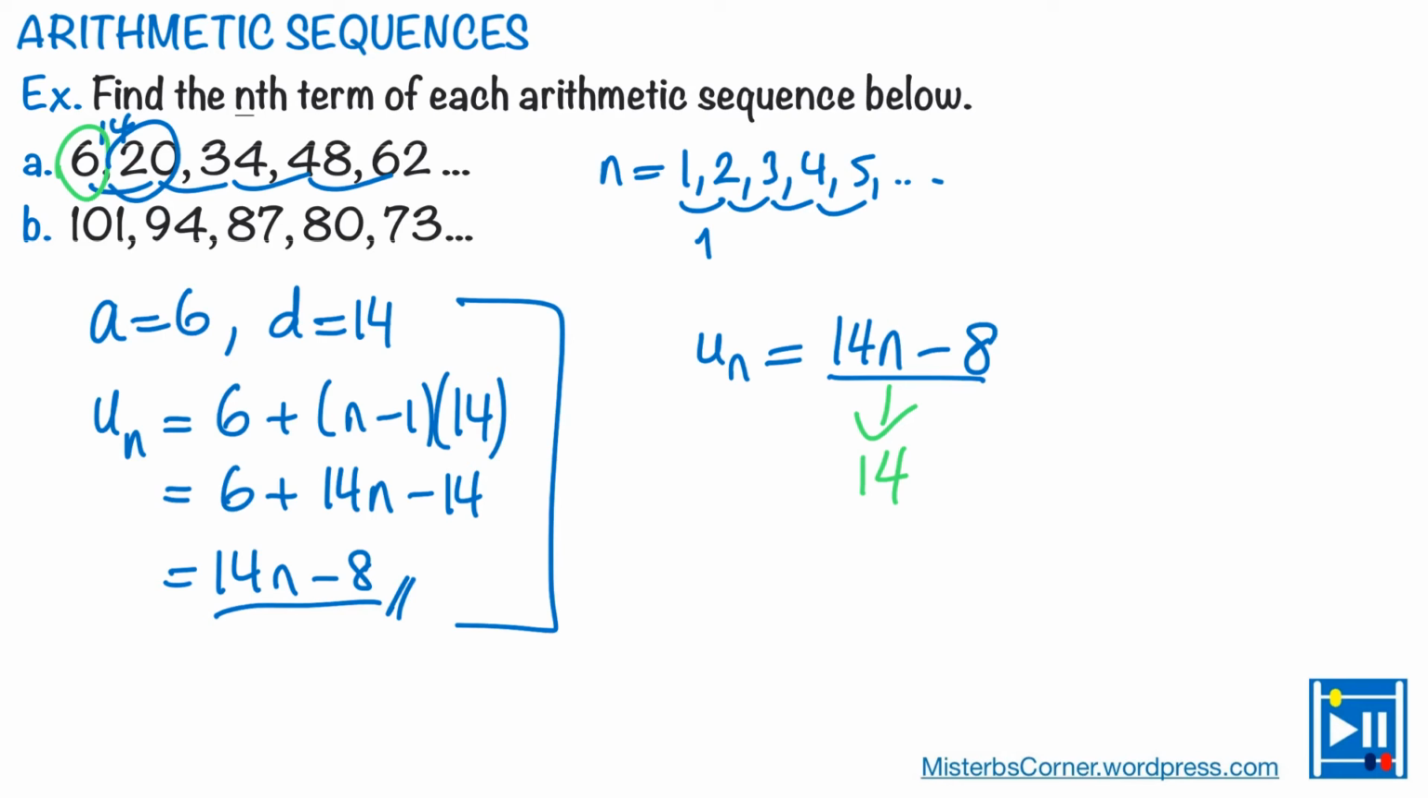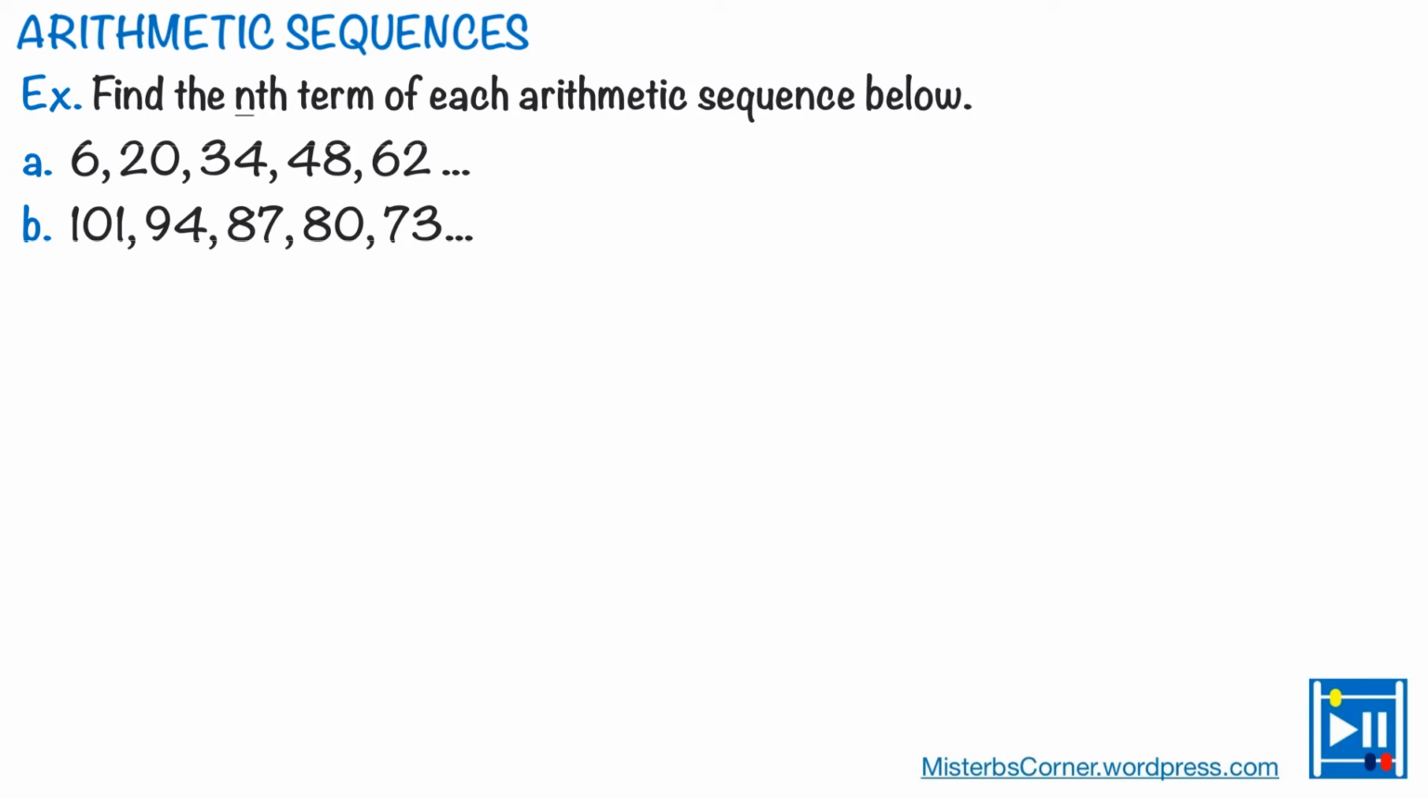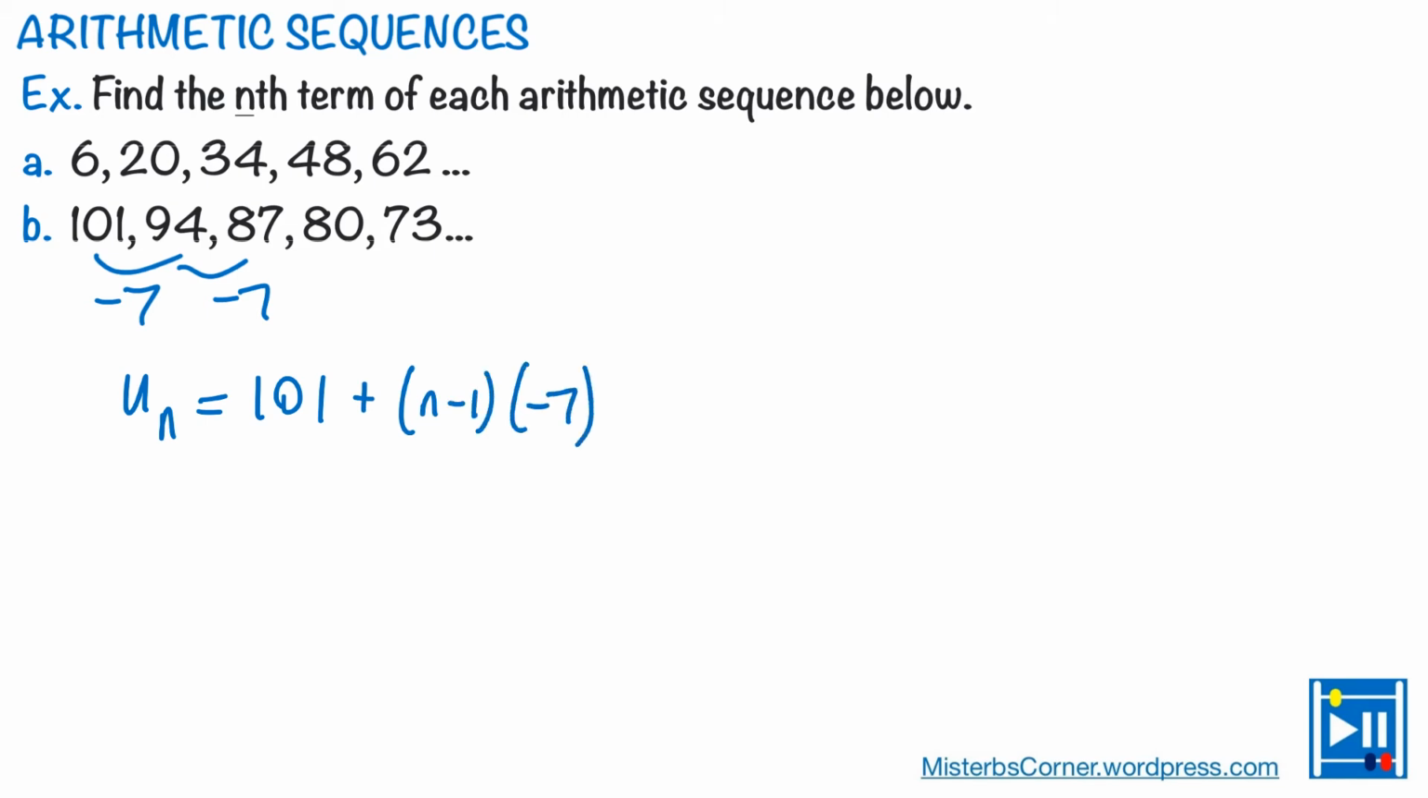For the second question, notice that the common difference is actually negative 7. So you add negative 7, or basically you take away 7 to end up with the next term. So you have to take into consideration that minus sign while writing the nth term, which would be 101 as the first term plus n minus 1 times negative 7, right? Then you will expand the brackets as minus 7n and plus 7, and the simplest form of this will be minus 7n plus 108. So this is the nth term for this sequence.